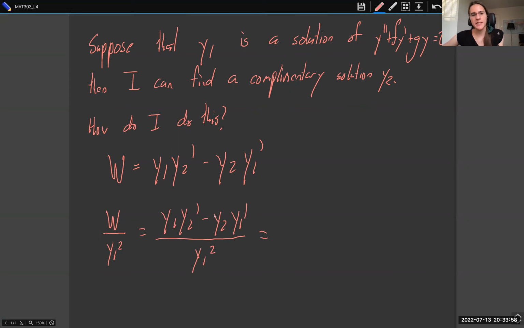And what does this expression here equal? It looks like a quotient rule. Exactly. So what function would I have at the top? Is it y2 over y1?